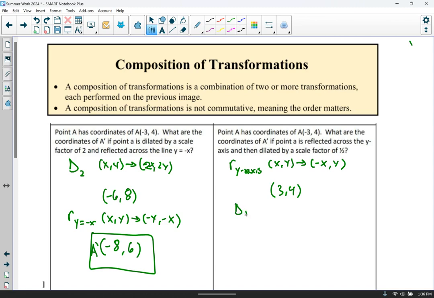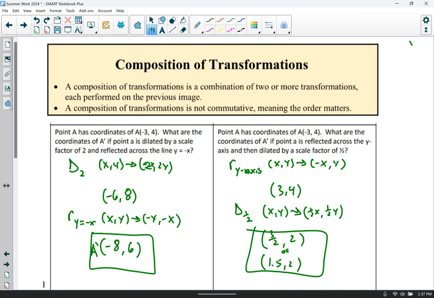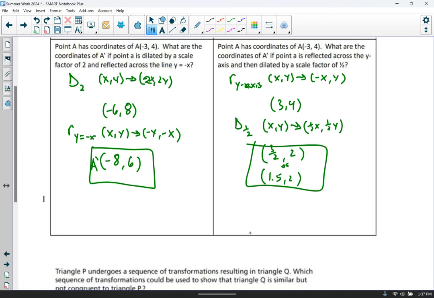And then a dilation of a scale factor of 1/2. That's (x, y) going to (1/2 x, 1/2 y), which would make that (3/2, 2), or (1.5, 2). Either way you format that is fine. If you want to leave it as a fraction or leave it as a decimal, it doesn't matter.